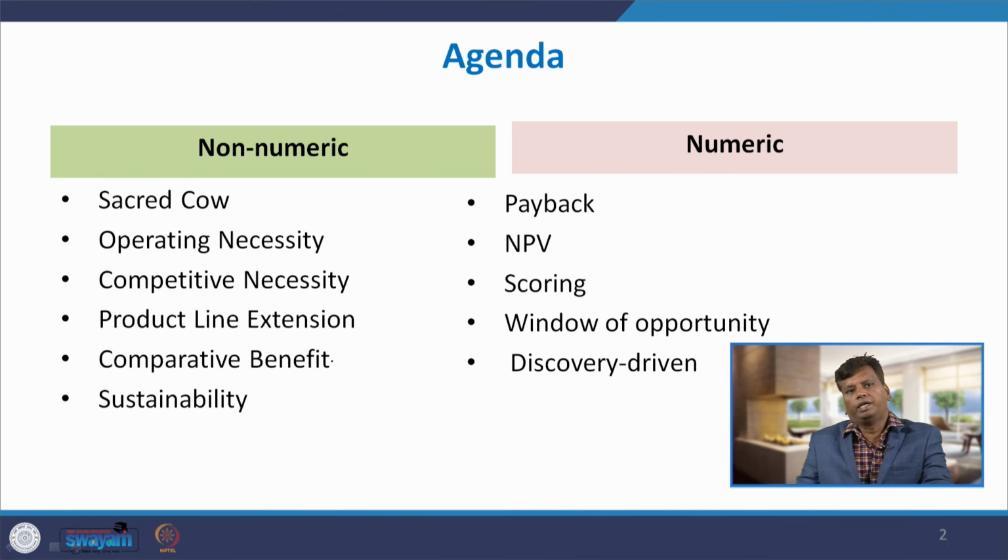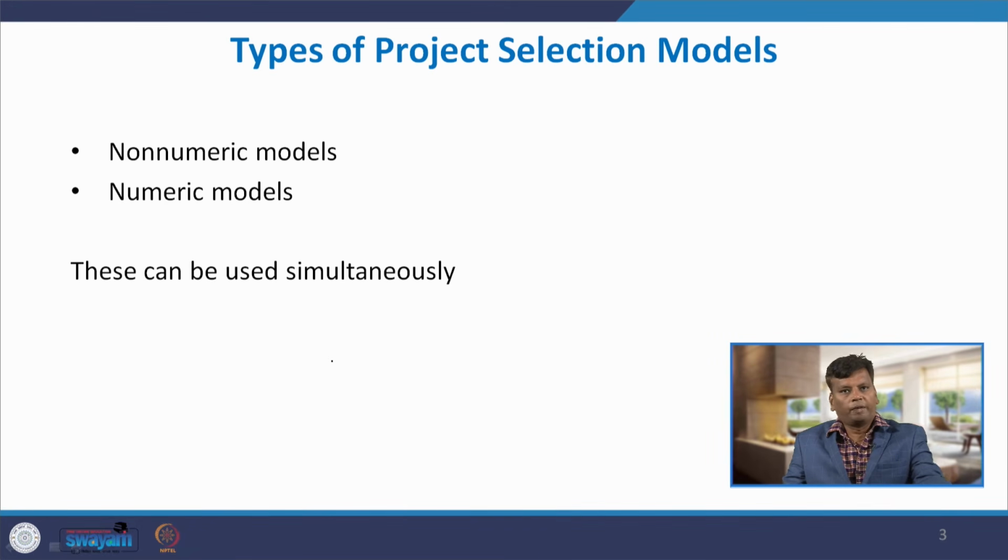Generally, the meaning of non-numeric method is a qualitative method of choosing a project. Numeric means a quantitative method of choosing a project. For the types of project selection models, there are two: one is non-numeric models and another one is numeric models. Sometimes for choosing a project, we can use a combination of these two. For certain stages, we can go for a non-numeric method, that is a qualitative method. For certain stages of selecting a project, we can go for numeric models.